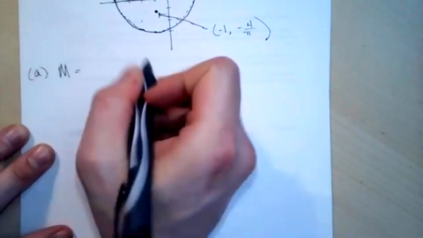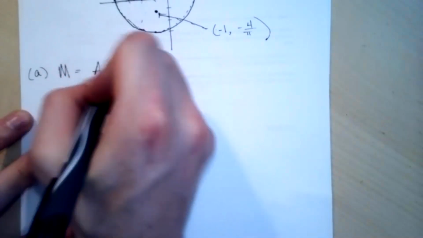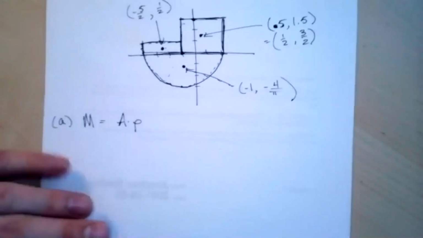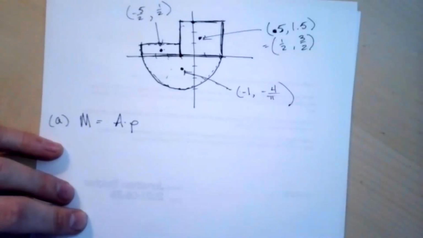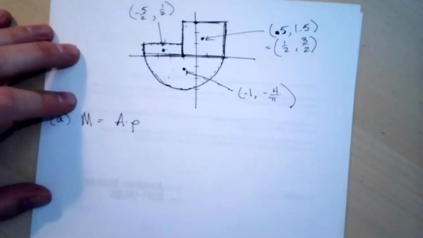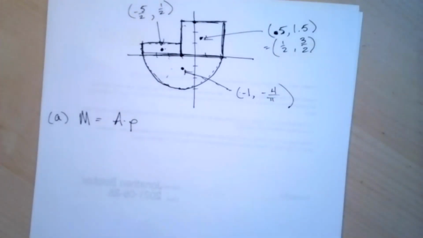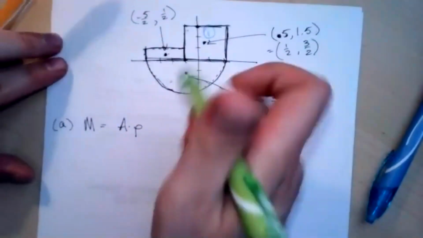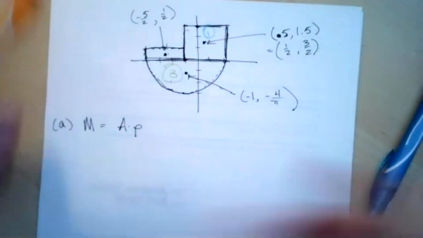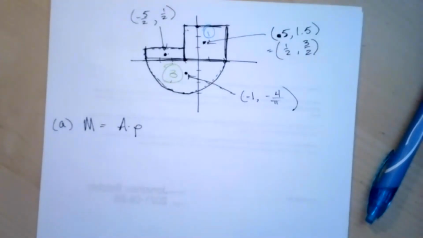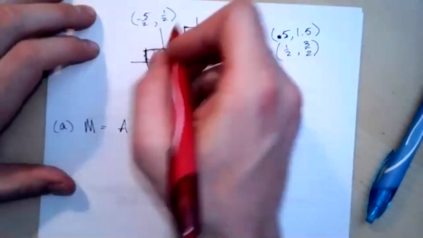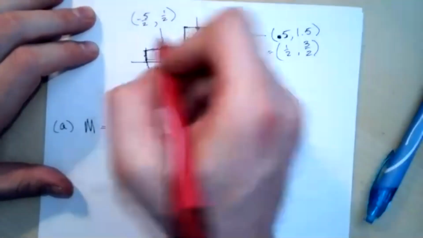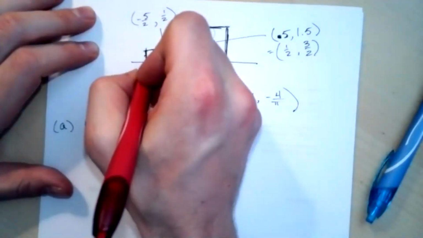So our total mass in this case is just going to be the area times the density. Let's label some things. Let's call the blue one 1. That'll be our square. Let's color the semicircle green, and the rectangle looks like it's going to be red. What did I say? Sorry, let's call this guy 2.